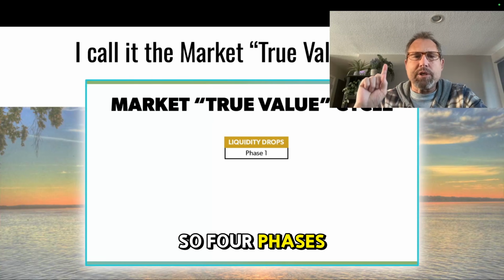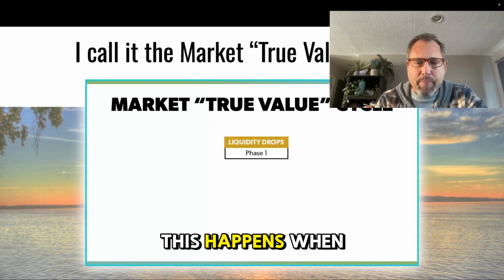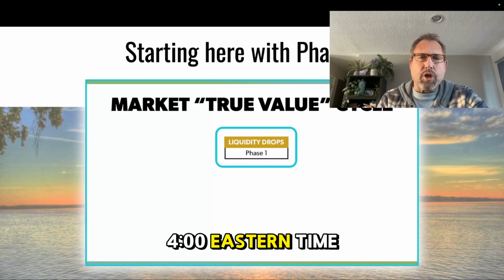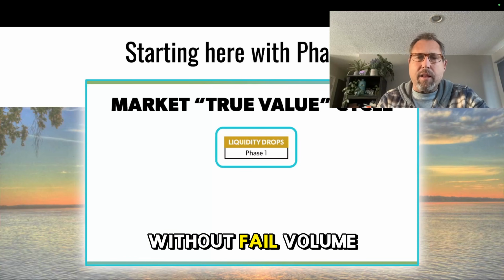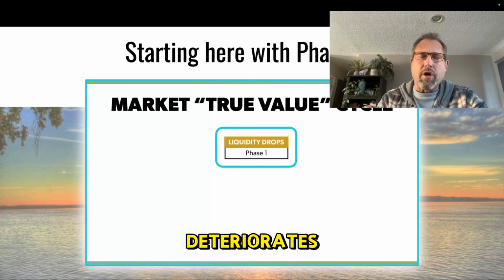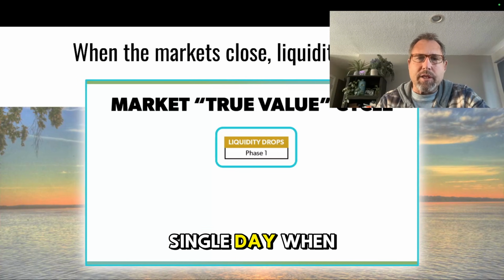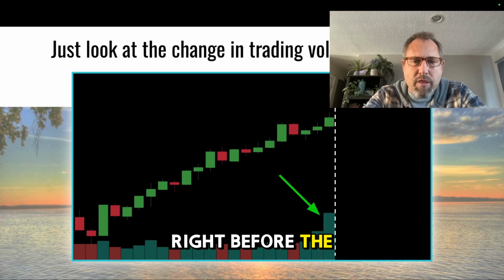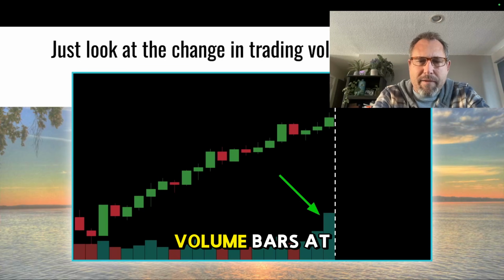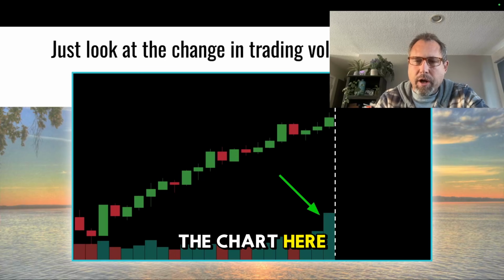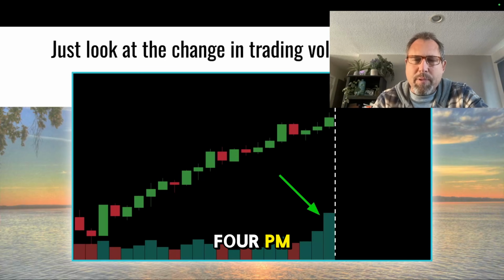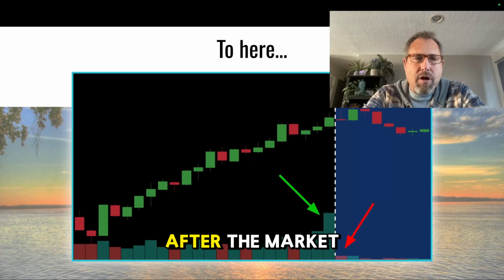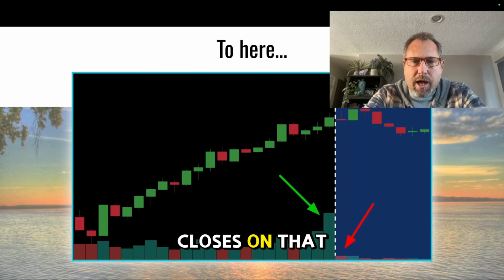So, four phases. Phase one, liquidity drops. This happens when the market closes. Phase one, 4 o'clock Eastern time, without fail, volume deteriorates. This happens every single day when the market closes. Now you can see here on this chart, right before the market closes, these are volume bars at the bottom of the chart here. And you can see the white line is the 4 p.m. Eastern time close.